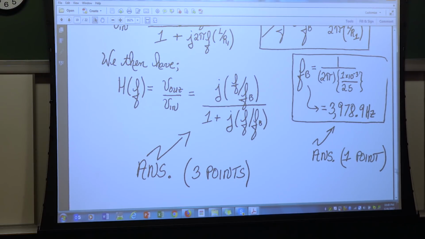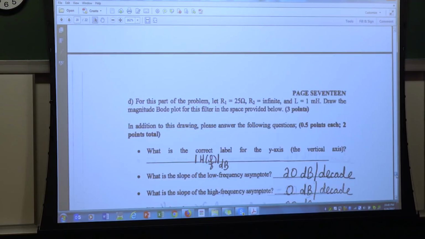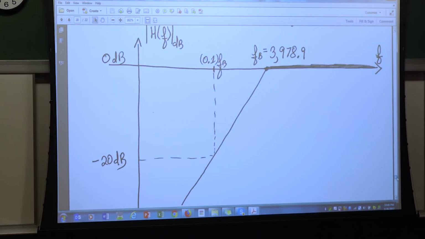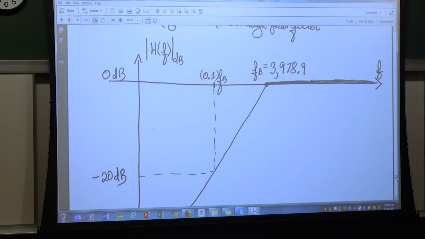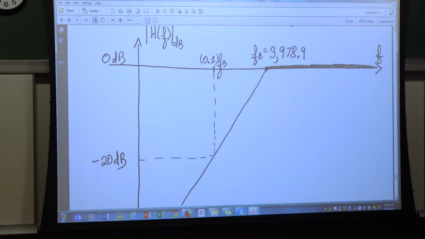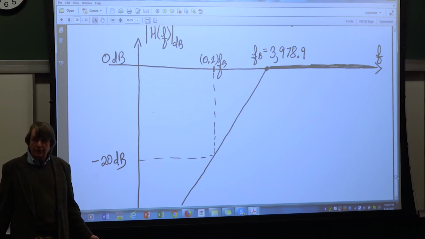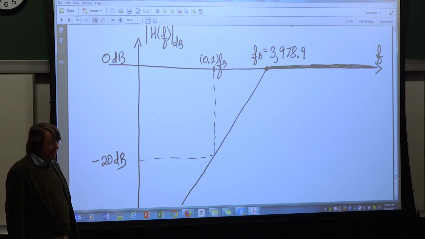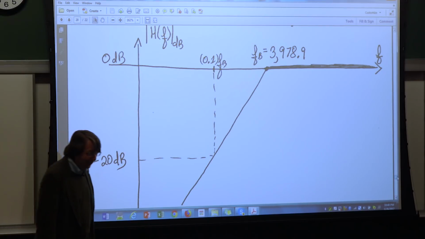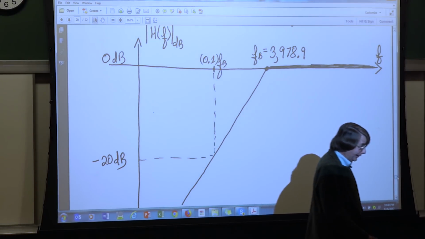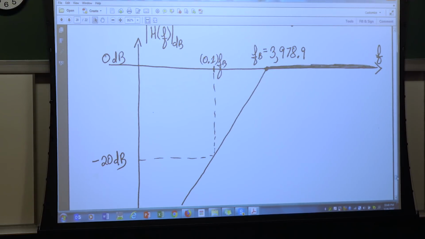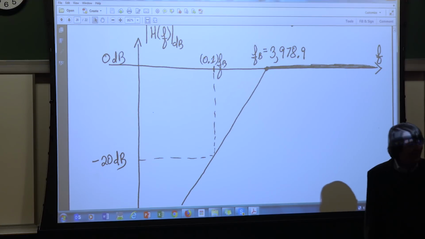And I now draw the Bodie plot. Notice, I would have taken off points on myself here. Look how sloppy I was back in 2014. What did I not include? Exactly. The 3 dB point. I would put a 3 dB point and asymptotically with the curves and the whole bit. All right. We're good?